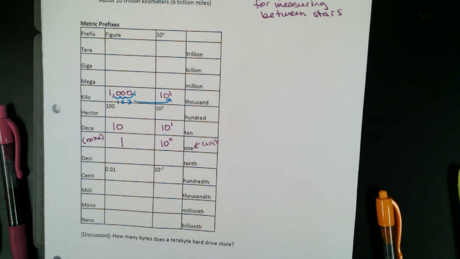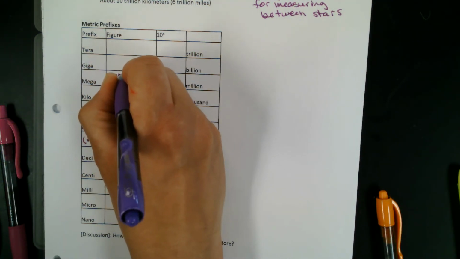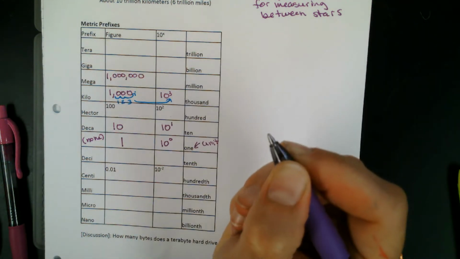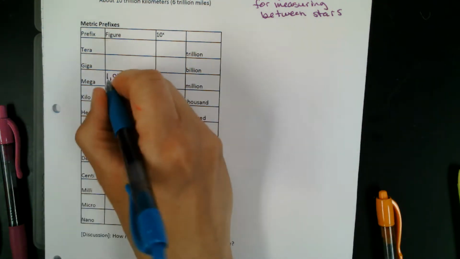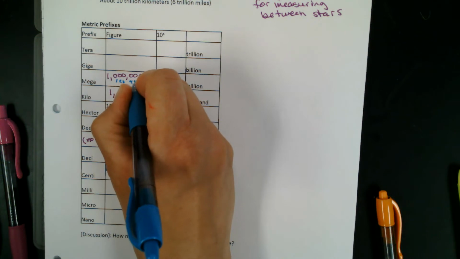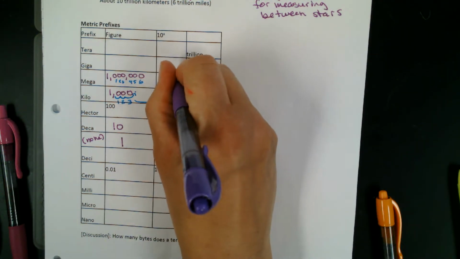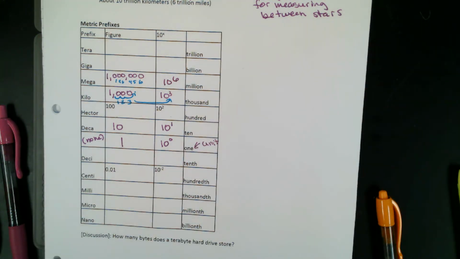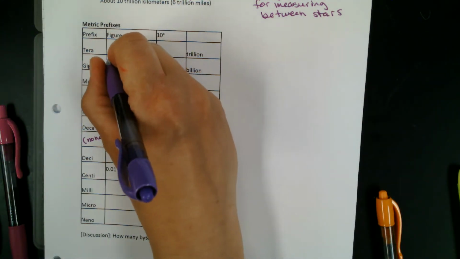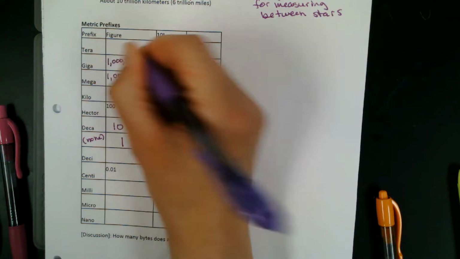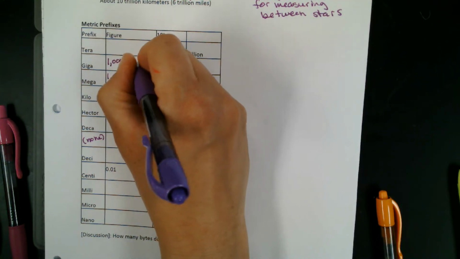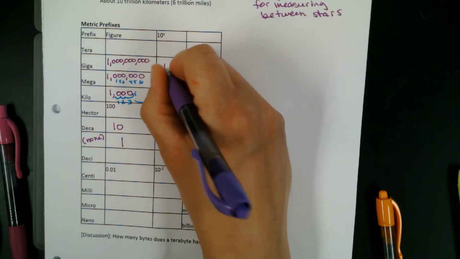Same thing with mega. You can just count up the zeros. Mega is a million, and a million is 6 zeros. Because that's 1, 2, 3, 4, 5, 6 zeros, that would be 10 to the 6. Giga is 9 zeros. Giga is a billion, and a billion is 9 zeros, 10 to the 9.